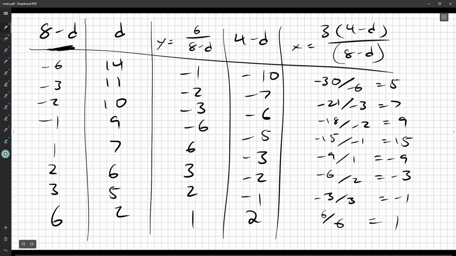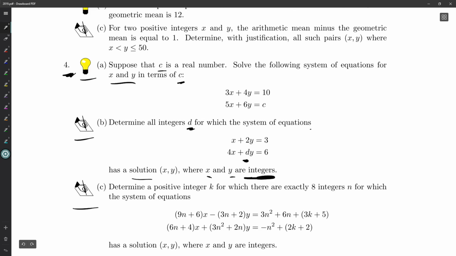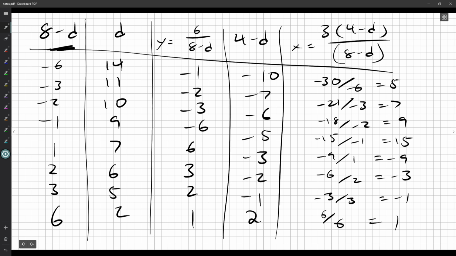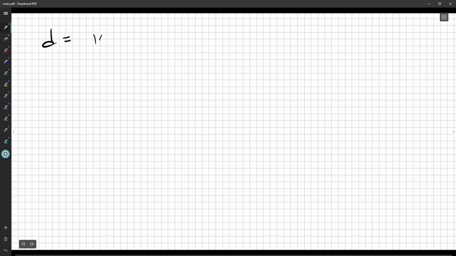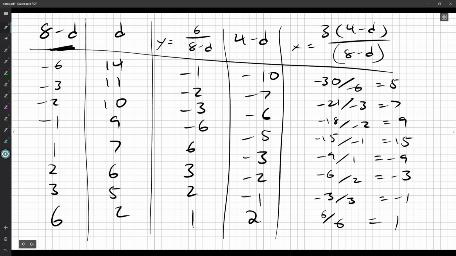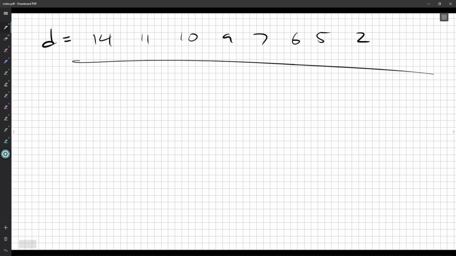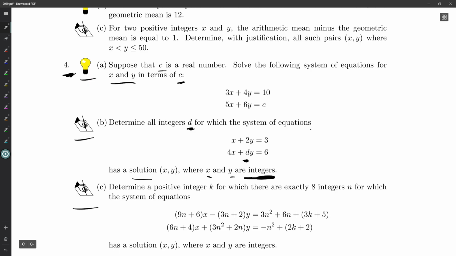So it looks like all of them worked. What did they want? They want the values of d, or how many values of d? Determine all integers d. Okay, all of these work. Every single one of them works. Kind of nifty. Okay, so d is 14, 11, 10, 9, 7, 6, 5, and I think it was a 2. Yep, 2. So that's it. Only those d values will work and give me integer solutions. Okay. So there we go.